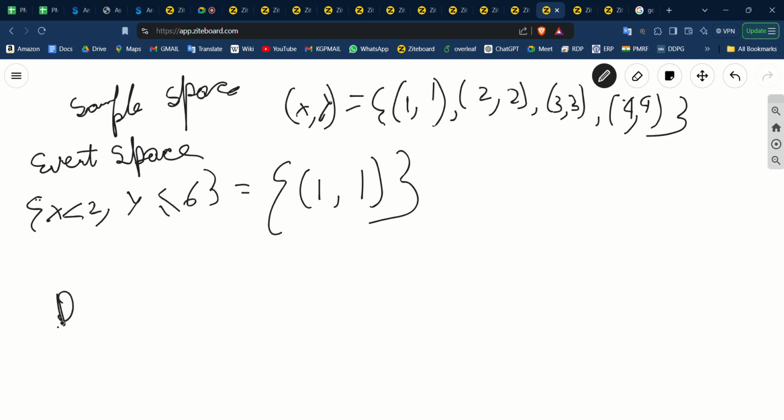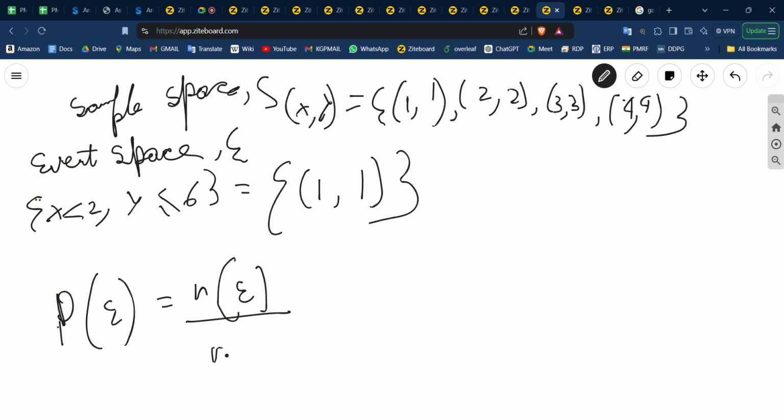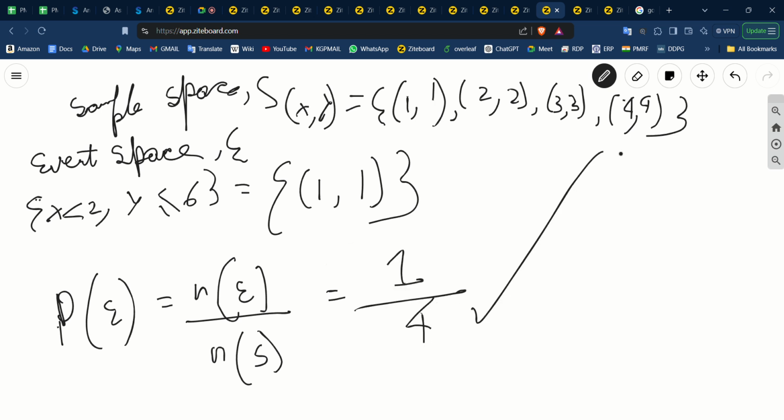Now what is the probability of the event? It is the cardinality of the event space E by the cardinality of the sample space S. The cardinality of the event space is 1, the cardinality of the sample space is 4, so it's 1 over 4.